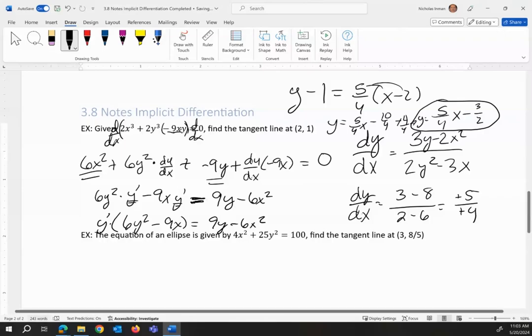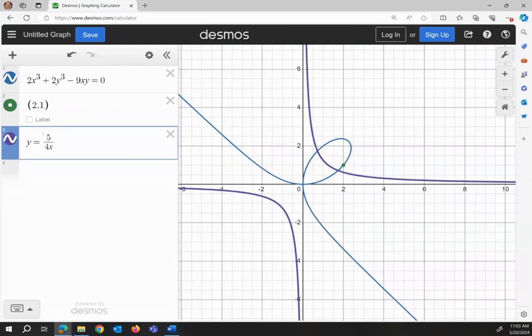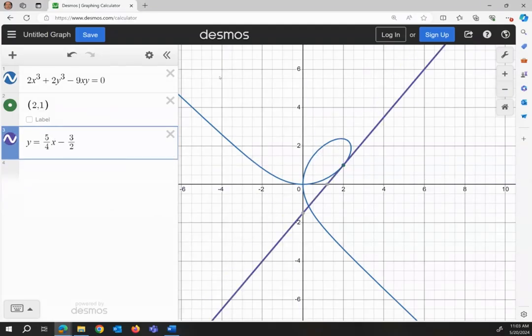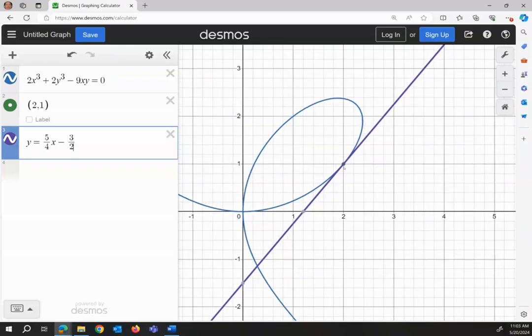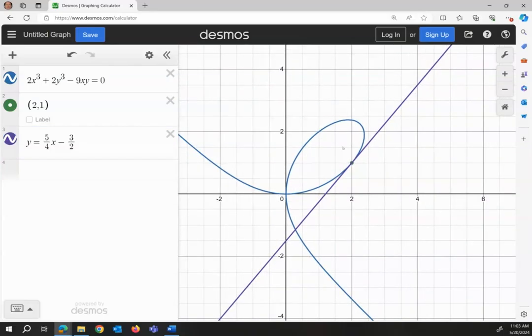And let's take a look at that, see how we did. And look at that, we did a great job. So our relation, at (2, 1), has a slope of 5/4, and our tangent line would be that 5/4 x minus 3/2. So in general, this implicit differentiation allows us to find the slope of tangent lines, the derivative of non-functions, by just using that implicit differentiation process.